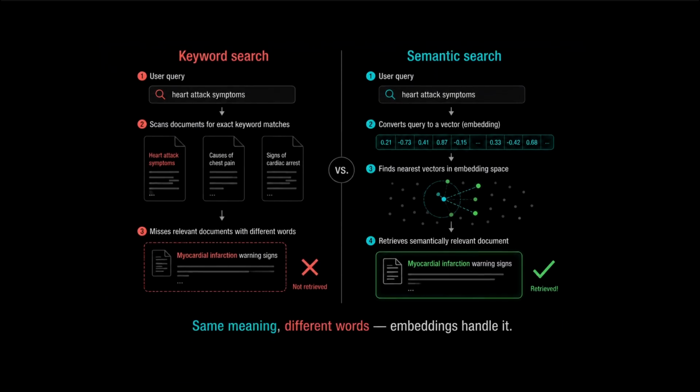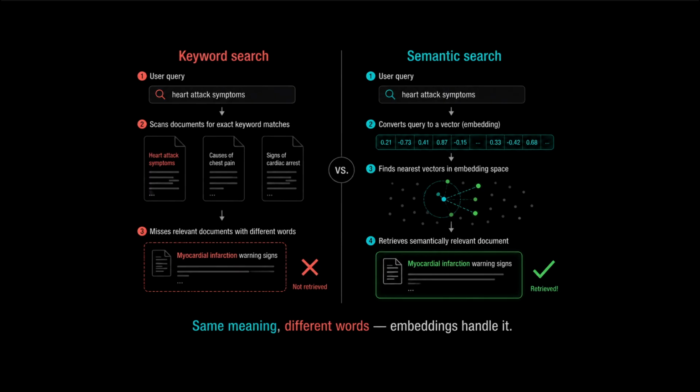Okay, so a classical keyword search works like this. You type heart attack symptoms, and the search engine looks for documents that literally contain those words. But what if a document says something like myocardial infarction warning signs? Basically, it's the same thing, but it is completely different words. So what happens? Keyword search misses it, but semantic search fixes this.